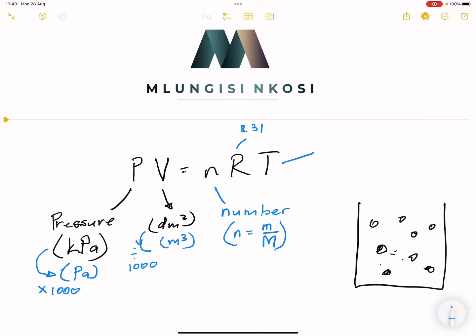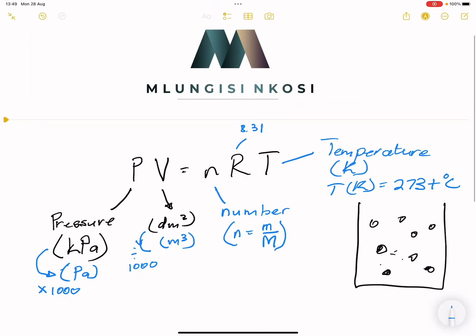Finally, we've got our temperature, which should be measured in Kelvin, so we use the Kelvin scale. Please remember that to convert from degrees Celsius to Kelvin, all we do is add 273 to the temperature in degrees Celsius.